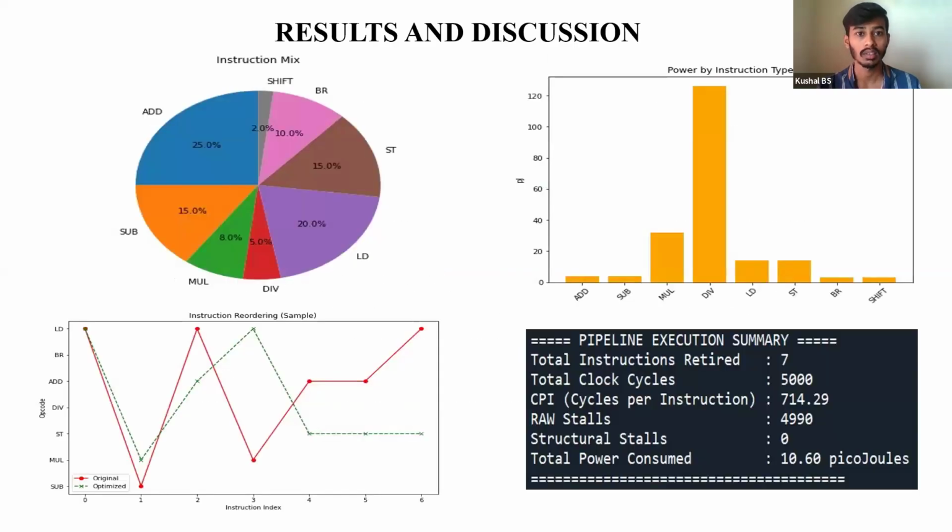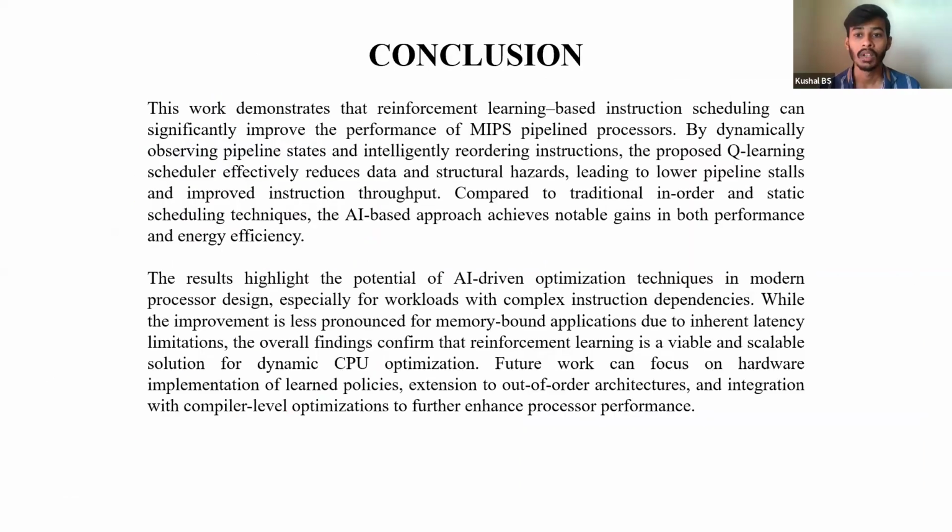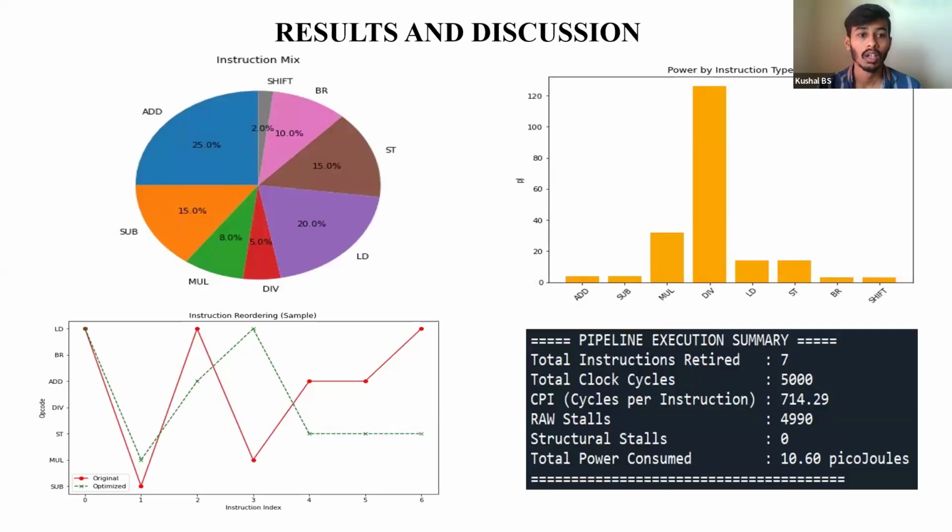So these are the results. For this project we gave random data such as addition, subtraction, multiplication, and division instructions. It shows how much time multiplication and subtraction take. Here we can see how much power is taken by each instruction: addition, subtraction, multiplication, and division.